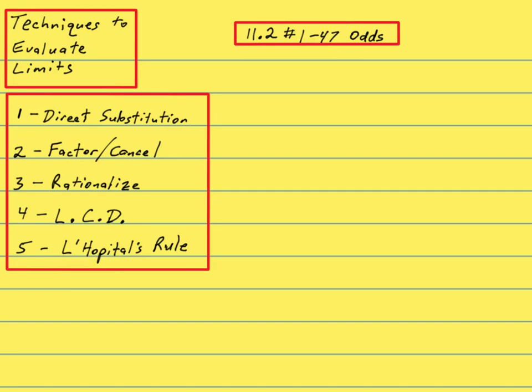Anyway, we're going to evaluate limits using the following techniques. 1, direct substitution, 2, factor and cancel, 3, rationalize, 4, least common denominator, and 5, L'Hopital's rule, which we probably won't get to because that involves derivatives. And for me to teach you that, I have to be able to teach you derivatives first. So, we're going to be doing 1 to 47 odds in 11.2.